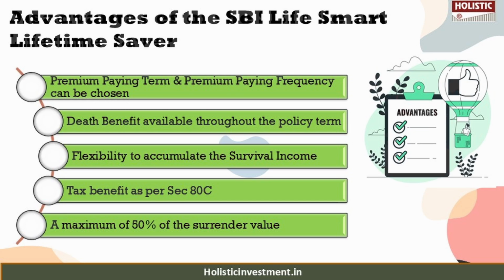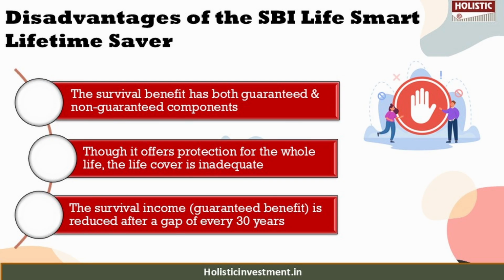So these are the advantages. The disadvantages are the survival benefit has both guaranteed and non-guaranteed components, so you cannot earmark any of your expenses. Though this policy offers protection for the whole life, the life cover is inadequate. The survival income, which is the guaranteed benefit, is reduced after a gap of every 30 years till maturity, and any survival income should be increased to adjust to inflation, but here it works in reverse. So these are some drawbacks that you need to keep in mind before deciding to invest in this policy.